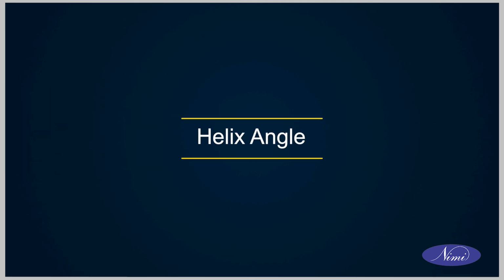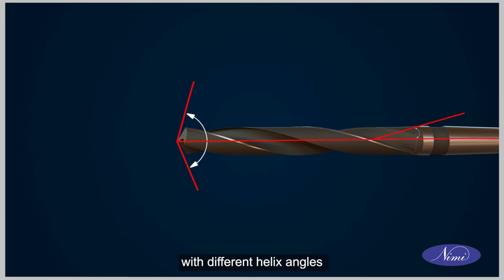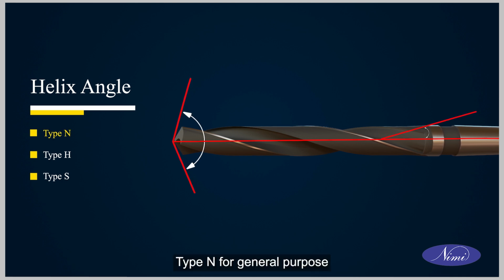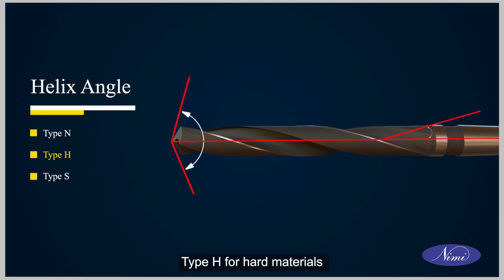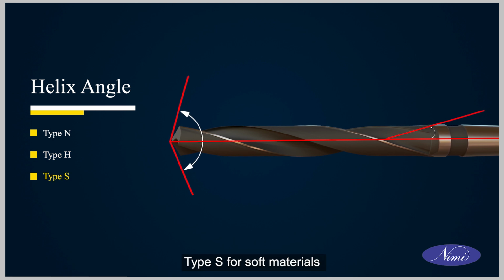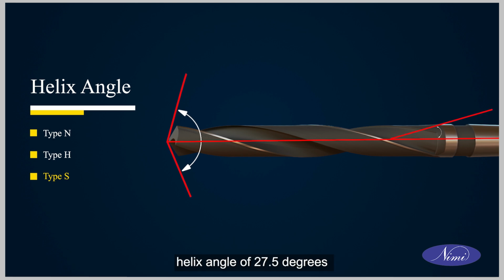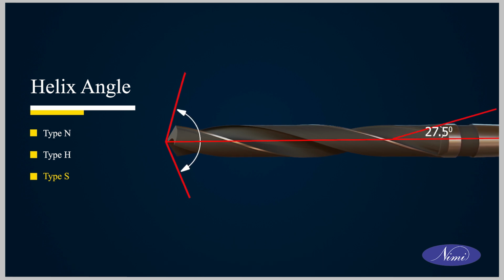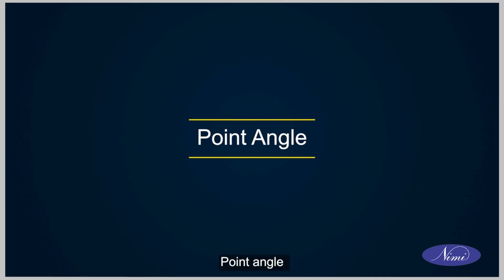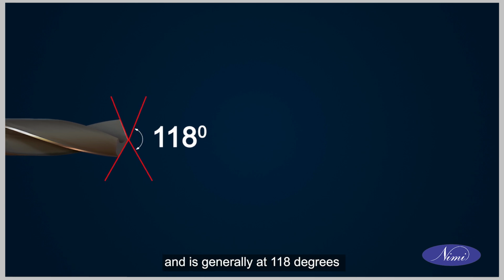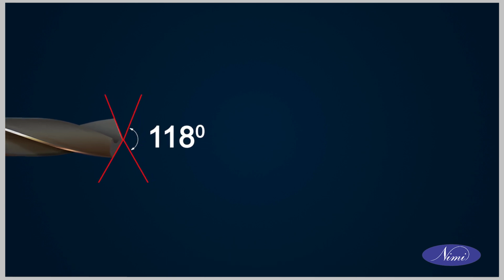Helix angle. Twist drills are made with different helix angles. The helix angles vary according to the material being drilled. Type N for general purpose, Type H for hard materials, Type S for soft materials. General purpose drills have a standard helix angle of 27.5 degrees. Point angle. Point angle is the angle between the cutting lips or edges and is generally 118 degrees.